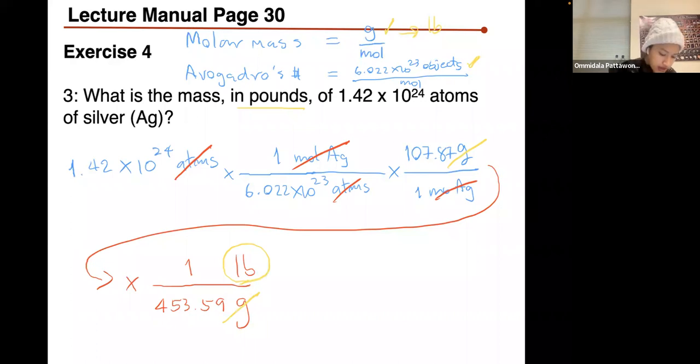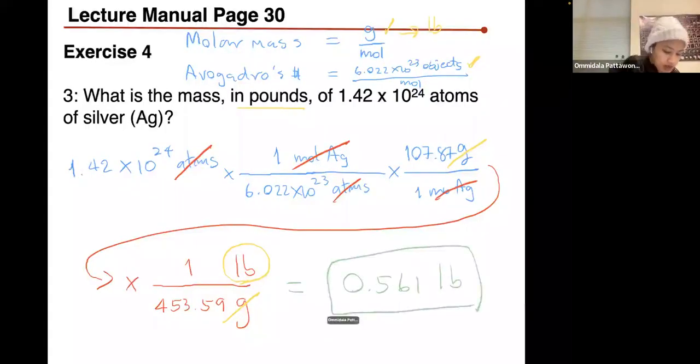If you do this calculation correctly, you are going to get 0.561 pound. It comes out to be 3 sig figs, because this contains 3 sig figs right here as the smallest number of sig figs. Let's take a look at whether this answer makes sense. The number given to us has a small unit. An atom is tiny, so you need many of them to equal a number with a bigger unit. So the number of the bigger unit, which is pounds, comes out smaller than the number right here.